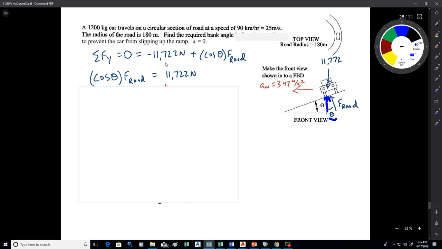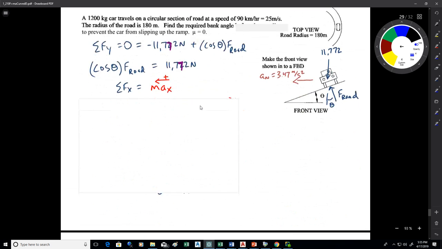And I've got a little bit of a typo here. This ought to be a 7, I think, as should this, of course, just a typo. So that's going to work out to cosine theta F road is 11,772. All right, so that's one equation that I've got.